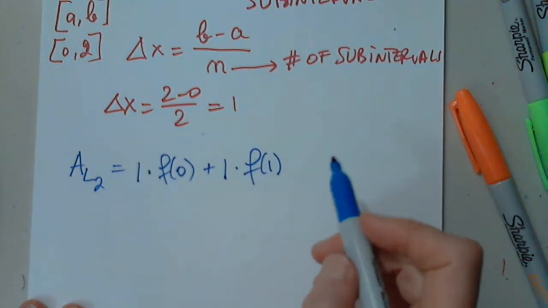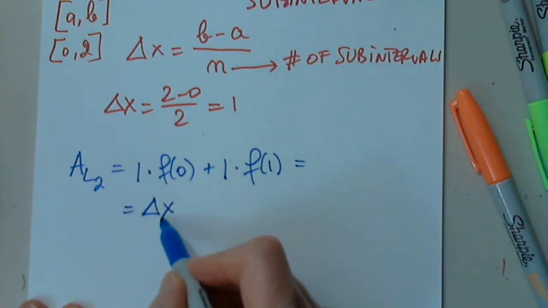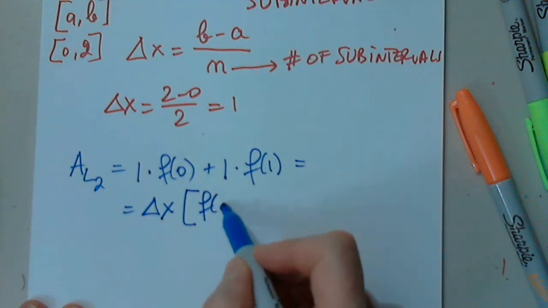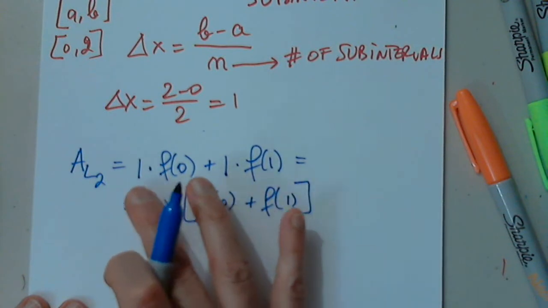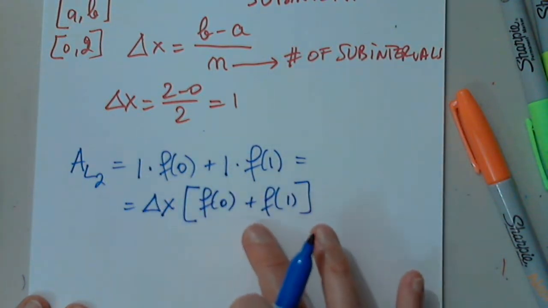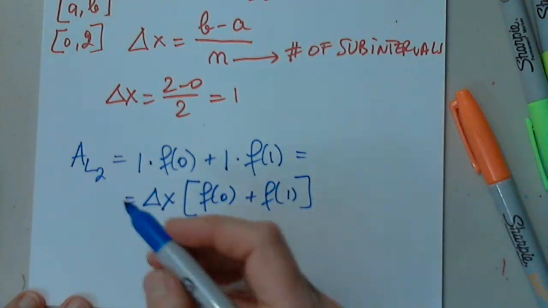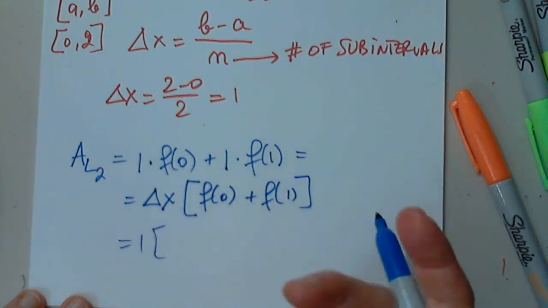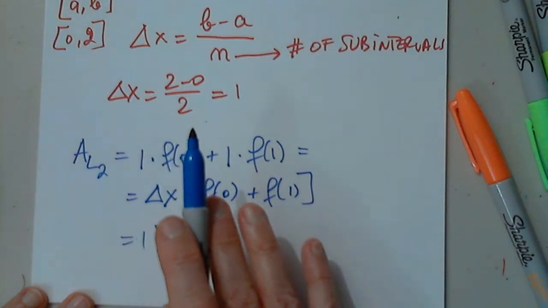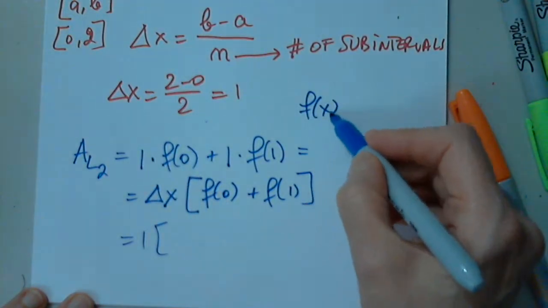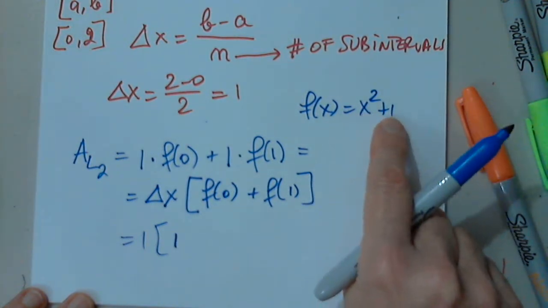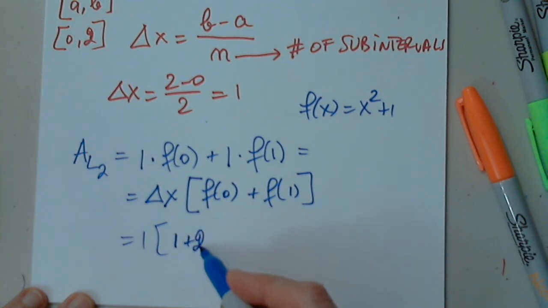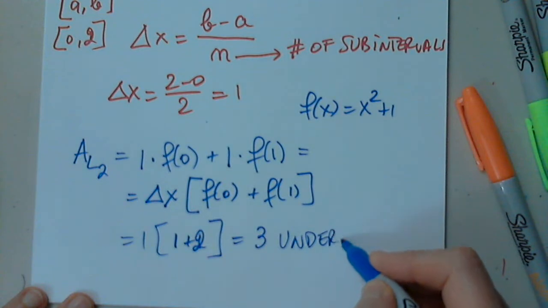So because this repeats, we will normally write it as delta x, and in parentheses, F of 0 plus, in our case, F of 1. So I'm going to always keep it outside. So in parentheses, I only have what I need. I know that in our case, I don't need to write 1 because it's 1. F of 0. Remember the function is f of x equals x squared plus 1. F of 0 is 1. And f of 1 is 1 plus 1, which is 2. So this is 3. Underestimated.